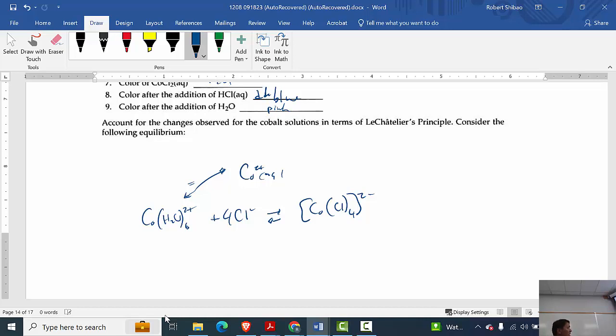If we add HCl, that's just going to shift it. And so we could do the HCl. So we add HCl, that's going to increase the chloride. And so increasing chloride, which means we have more reactant. More reactant is going to shift it to the right. So we'll have more forward reaction here. However, when we add water, we end up diluting the whole thing. And so we add H2O.